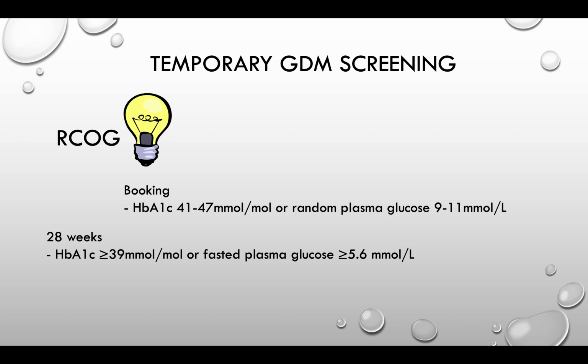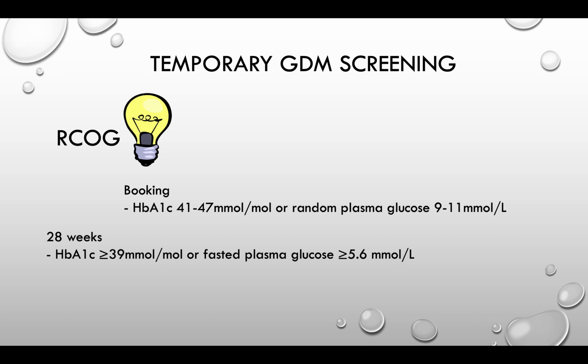The new Royal College of Obstetricians and Gynecologists guidelines recommended HbA1c and random plasma glucose to be done at booking, with a diagnosis of GDM if HbA1c is 41 to 47 millimole per mole or random plasma glucose of 9 to 11 millimole per litre. But if women have a HbA1c of above 48 millimole per mole or a random plasma glucose of more than 11 millimole per litre, then they should be considered as having type 2 diabetes and cared for accordingly.